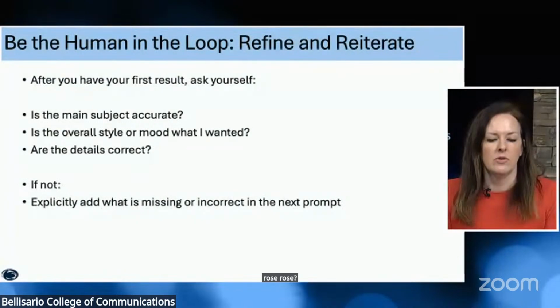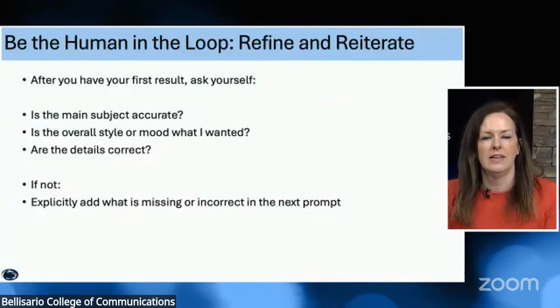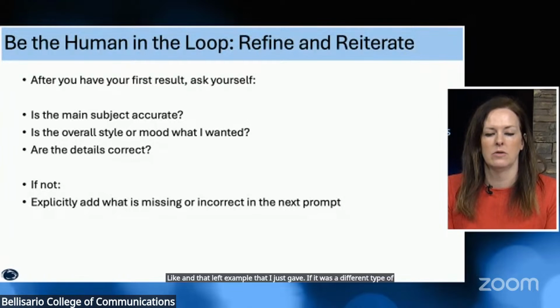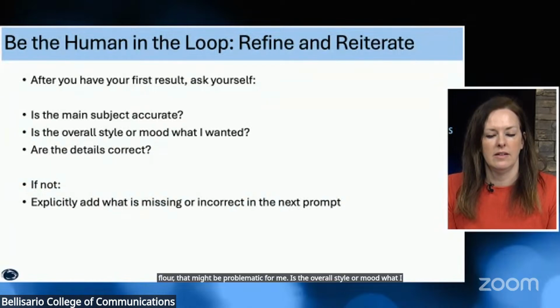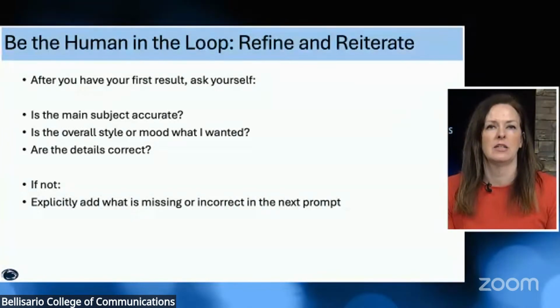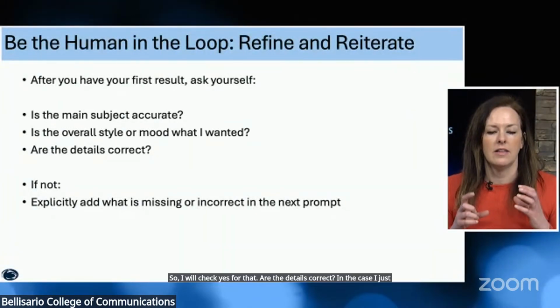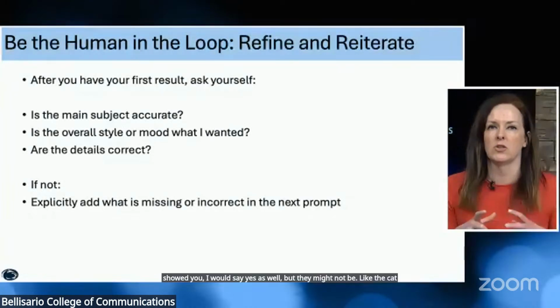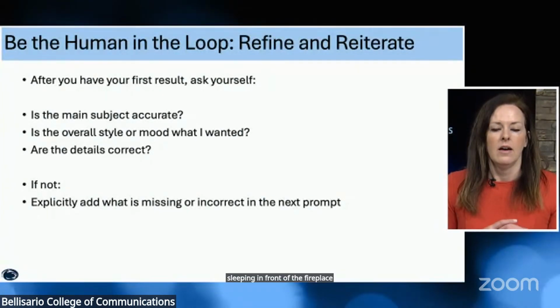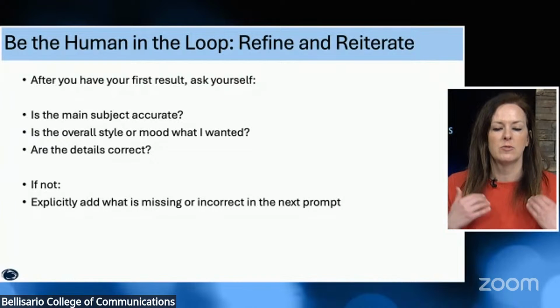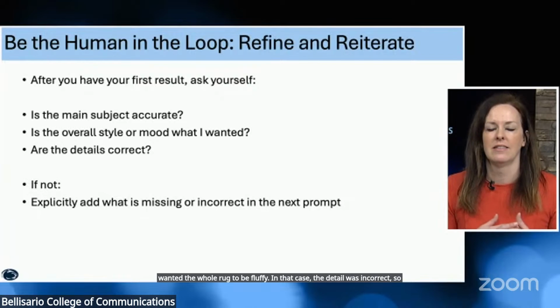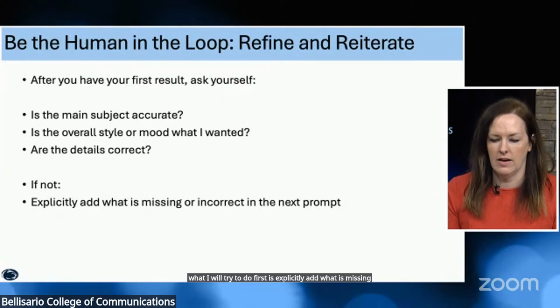Is the overall style or mood what I wanted? I didn't specify any kind of mood. I was really just looking at colors. So I think I'll check yes for that. Are the details correct? In the case I just showed you, I would say yes as well, but they may not be. So the example I gave you of the cat sleeping in front of the fireplace, I didn't like the detail where the cat is just sleeping on a fluffy circle. I wanted the whole rug to be fluffy. So in that case, the detail was incorrect. So what I'm going to try to do first is explicitly add what's missing and see if my prompt can be corrected. And we'll be working on that just a little bit.